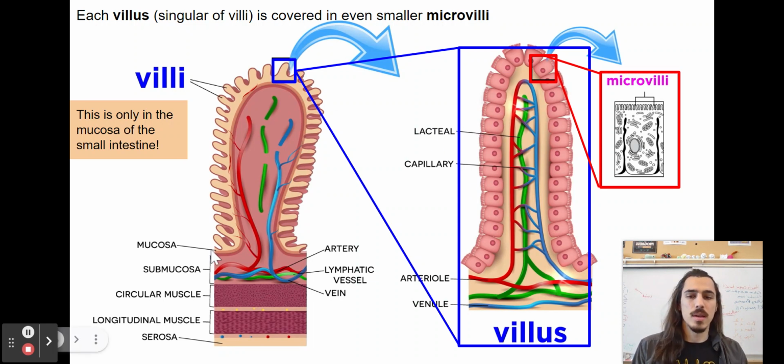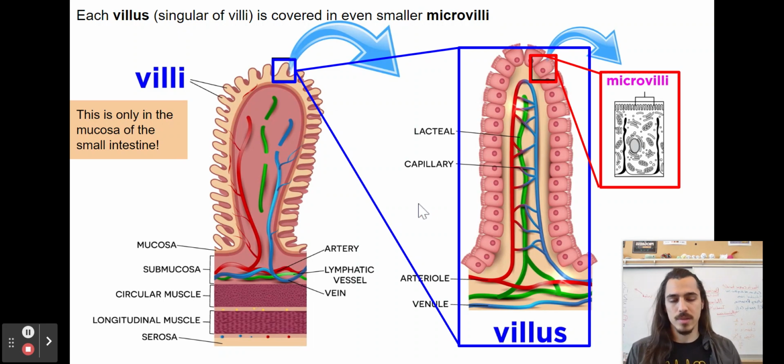Okay, so in your small intestine, you have lots of surface area because of the villi and the microvilli. And then you have these capillary beds, which absorb nutrients, and the lacteals, which absorb specific nutrients, which are the lipids, the fats, right? Fatty acids and glycerol.